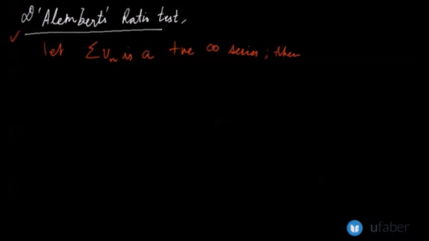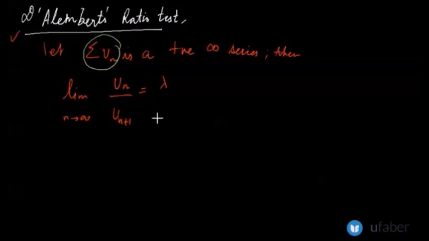Then we need to find out the ratio of this term, that is un by un plus 1, and you need to find the limit for this ratio as n tends to infinity. Let us say this limit comes out to be lambda. Now the convergence or divergence of the series, that was sigma un, depends upon the value of lambda.